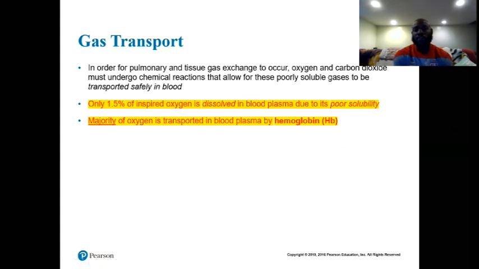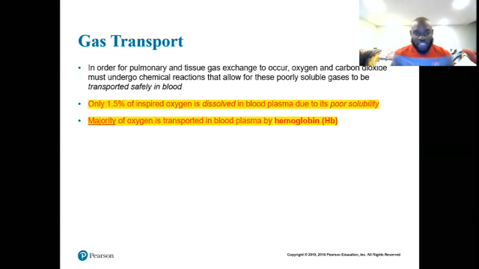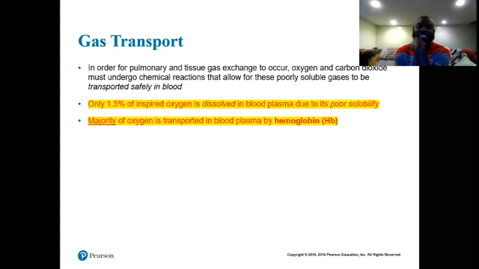In order for pulmonary and tissue gas exchange to occur, oxygen and carbon dioxide must undergo a chemical reaction, right? That allows for these to be transported in the blood. Only 1.5% of inspired oxygen is dissolved in blood plasma due to its poor solubility. The majority is transported by hemoglobin.